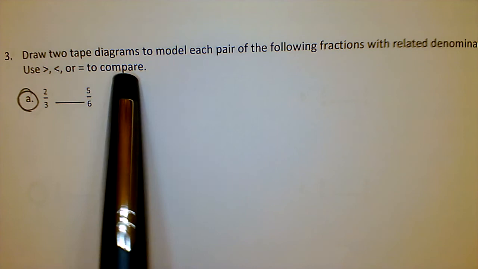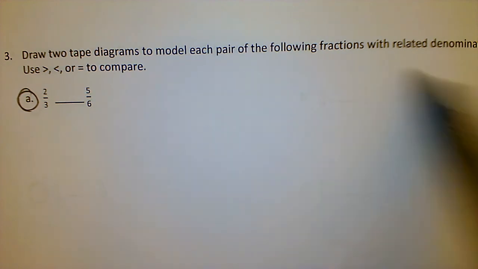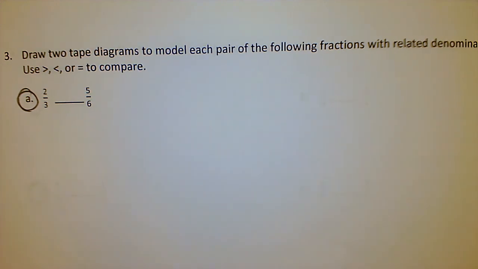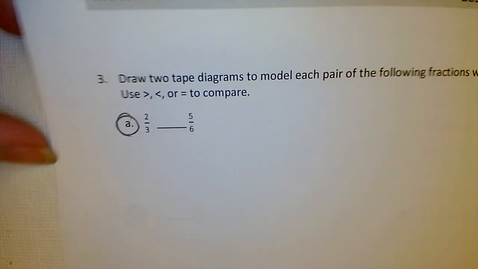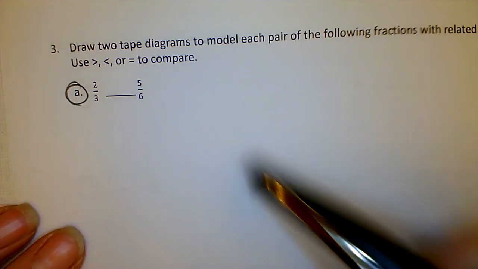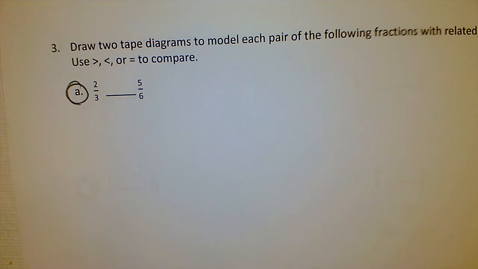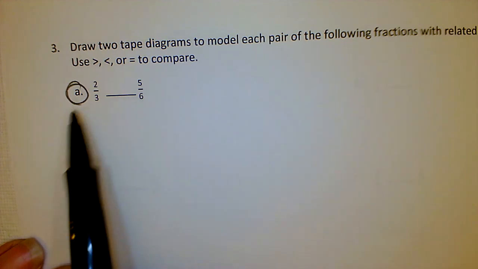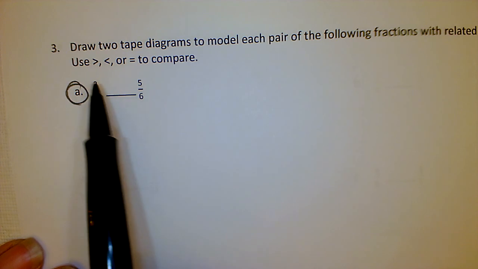All right, so it says draw 2 tape diagrams to model each pair of the following fractions with related denominators. What I want you guys to do, though, first is I want you to do it the way that we're doing it. I don't want you to model it first. I want you to model it after you've figured it out, after you've done the math part, because I think that's going to be easier on you. And as long as you can show it to me mathematically, I'm going to be pretty happy. I'm not going to be as concerned right now about the tape diagrams, but I do need you to be comfortable with them as well. So we will go ahead and model it. But first, really just show me the math.